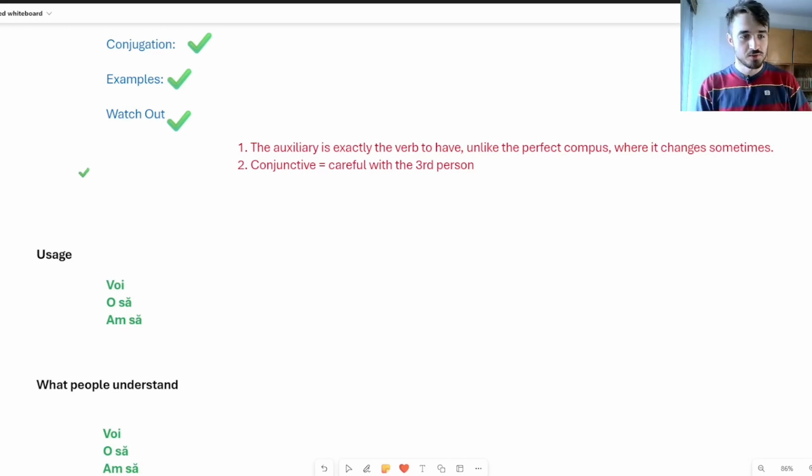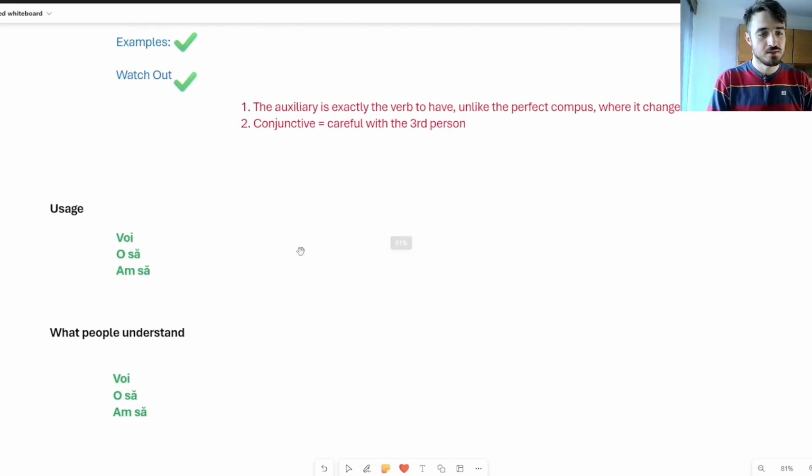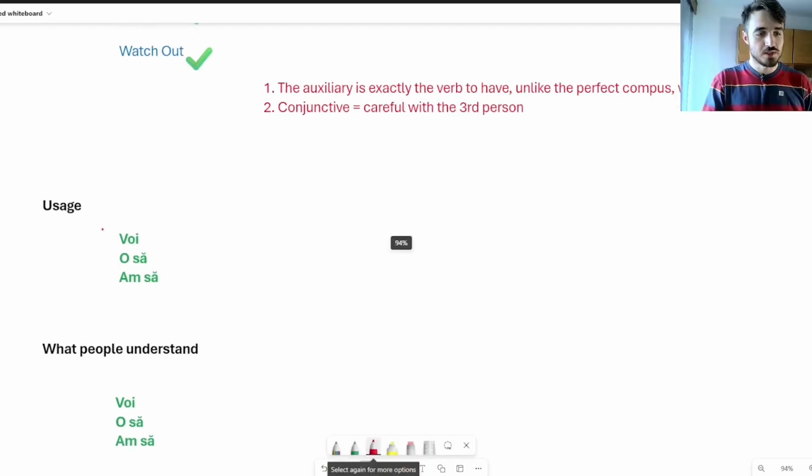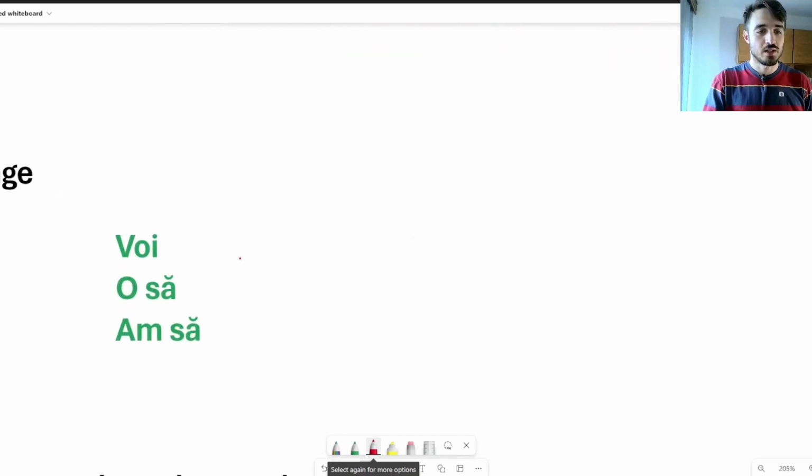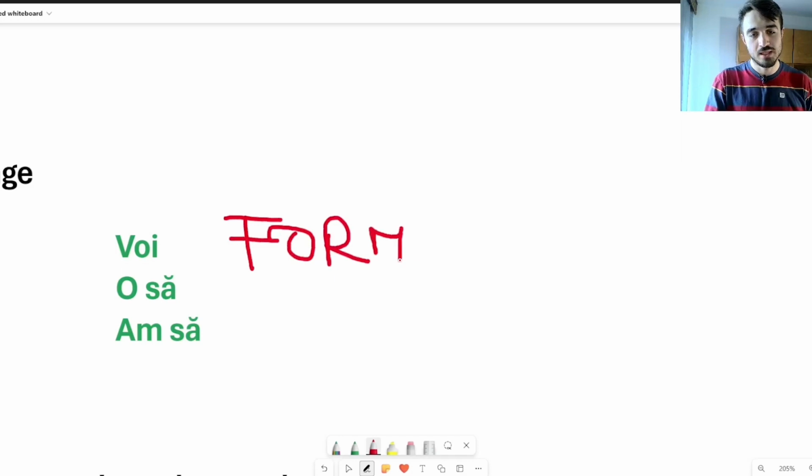So I guess we can move to the last couple of things, the usage and what people understand when you use one of those three future simple tenses that we have been talking about until now. So in terms of usage, when we use this voi, eu voi merge, this is usually quite formal. As I said, anybody teaches you this as probably the first future. When you learn it in school, it is used in both written and spoken form, and it is, let's say, the most correct form.